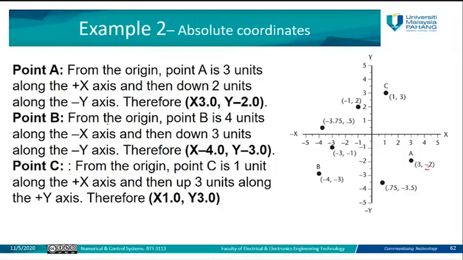For the point B here, it is negative 4 on the x-axis and negative 3 on the y-axis. For the point C here, it is 1 on the positive x-axis, 3 on the positive y-axis, and so on. So when you define it, you will write it in this way. If you just write y2, it's wrong because it should be y negative 2. x4 is wrong, it should be x negative 4. Okay? Any question about these two examples?